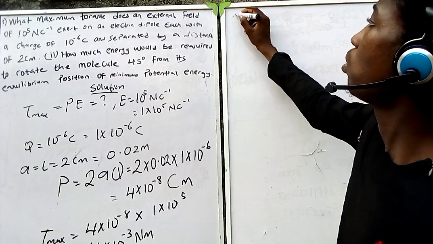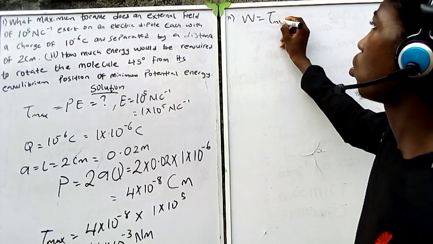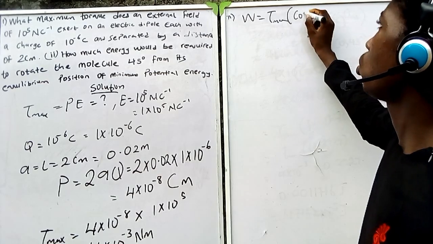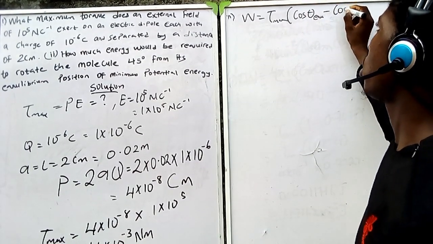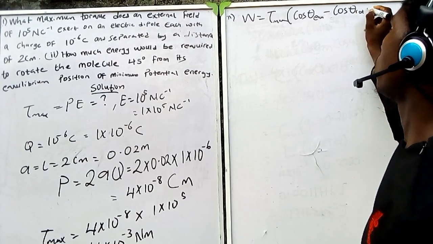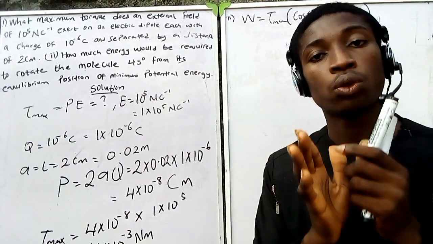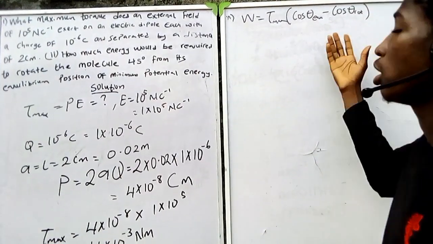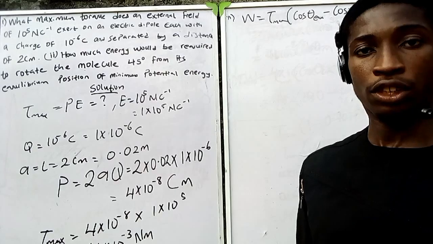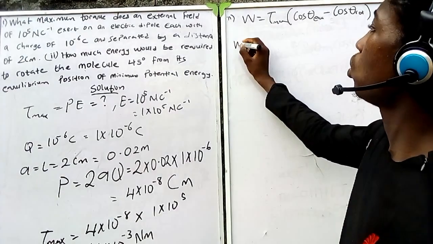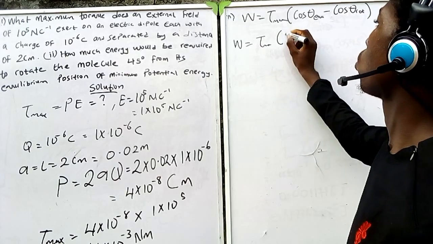So energy for the second part is the maximum torque multiplied by the cosine of the angle at equilibrium minus the cosine of the angle rotated. Now the angle at equilibrium is 0 degrees, while the angle rotated will be given in the question, and our question is what? 45 degrees. So this is energy or work done equals tau max multiplied by cos.